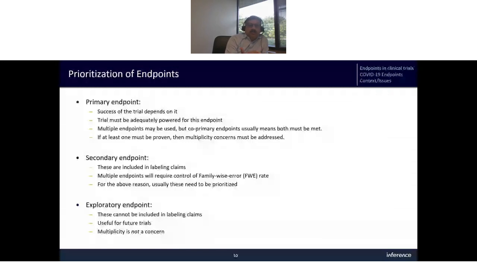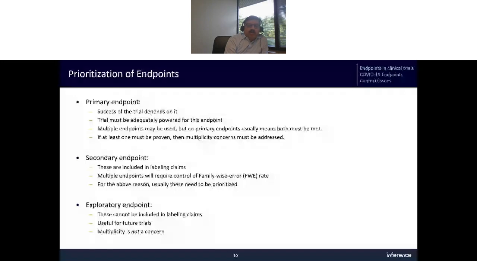So these are the three baskets, right? So the primary endpoint, the success of the trial would depend on it. So if you fail on primary endpoint, your trial has failed. Obviously, you'd learn things from the trial, but overall, as a confirmatory trial, that trial has failed. And to make sure that it doesn't fail, we power the study mainly for this endpoint. And we can power the study for secondary endpoints as well, but the primary endpoint is a must.